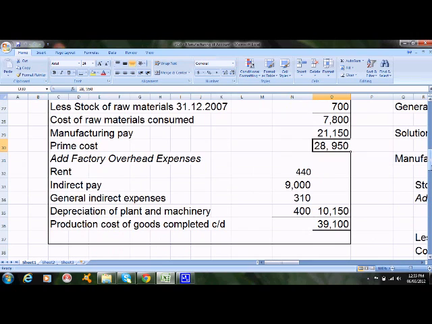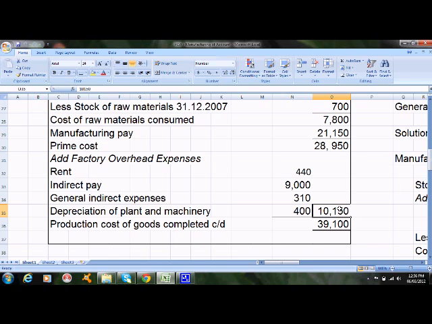Then we go down a bit further. We're going to look for factory overheads now. First thing we have is what? Rent, which is 440. We place it right here, as you see. Then we have indirect pay, which is $9,000. Then we have general indirect expenses, which is 310. Then we have depreciation of plant and machinery, 400. When you add up everything, you get a figure of 10,150.